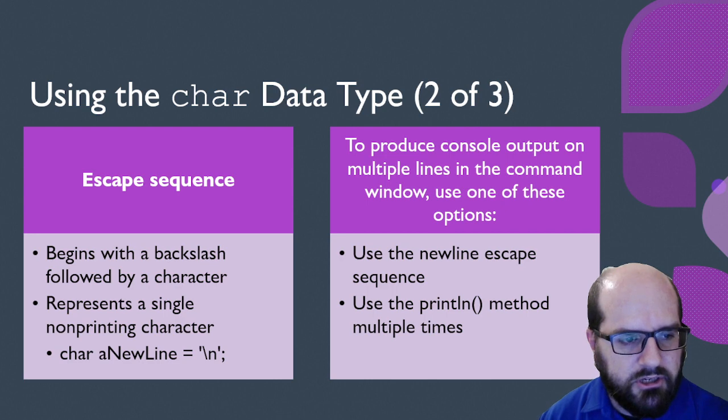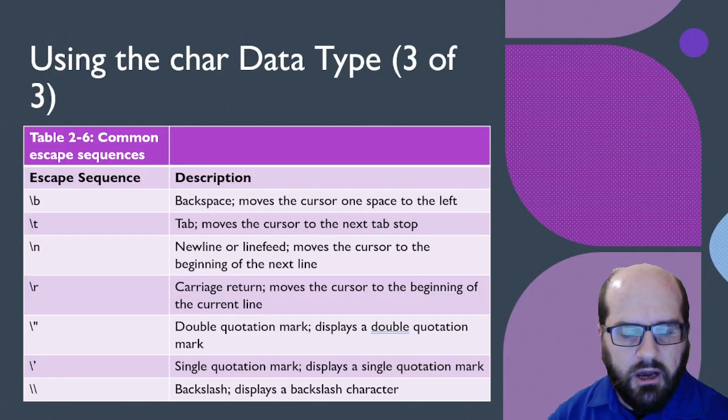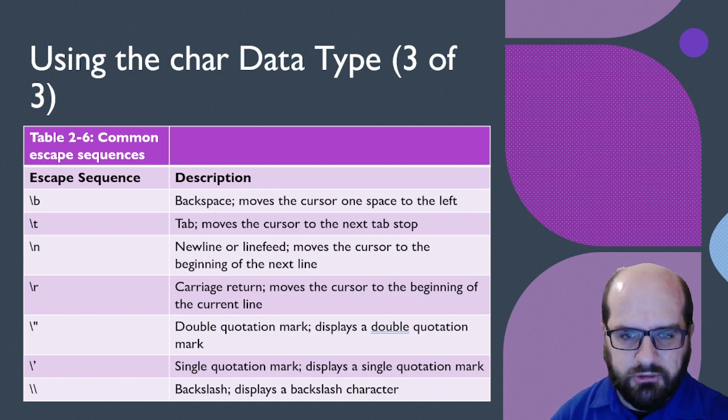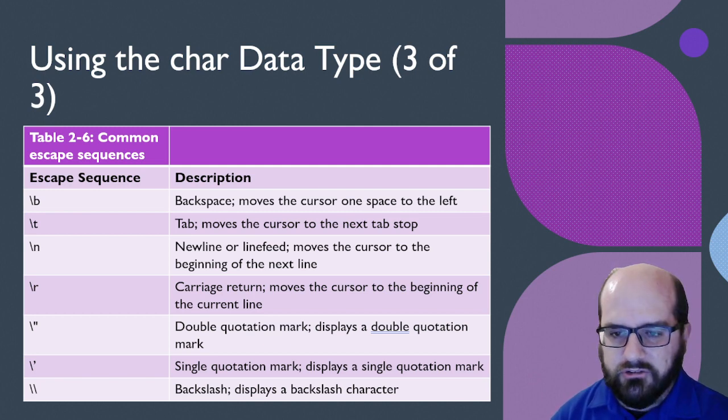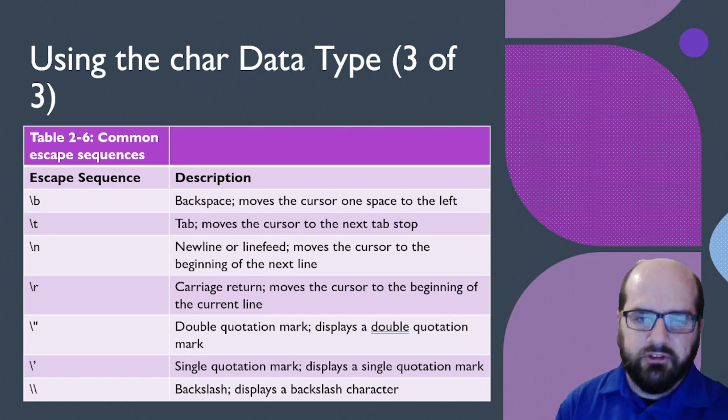And let me show you different escape sequences. \b moves the cursor 1 space to the left. \t moves the cursor to the next tab stop. \n is really popular. It's a new line or line feed, which you saw earlier. \r is similar, but instead of moving it to the next line, it moves it to the beginning of the current line.